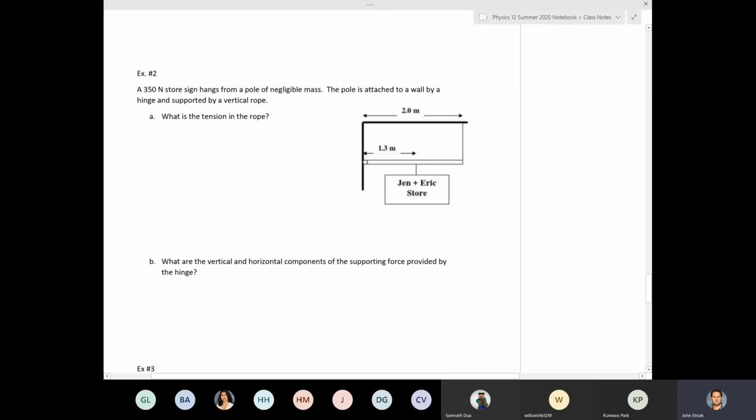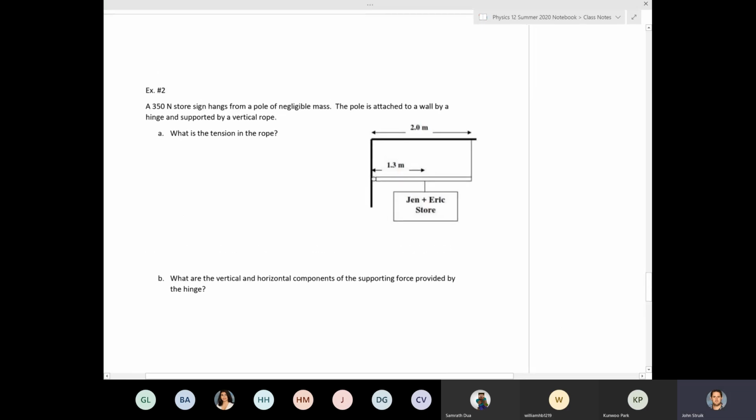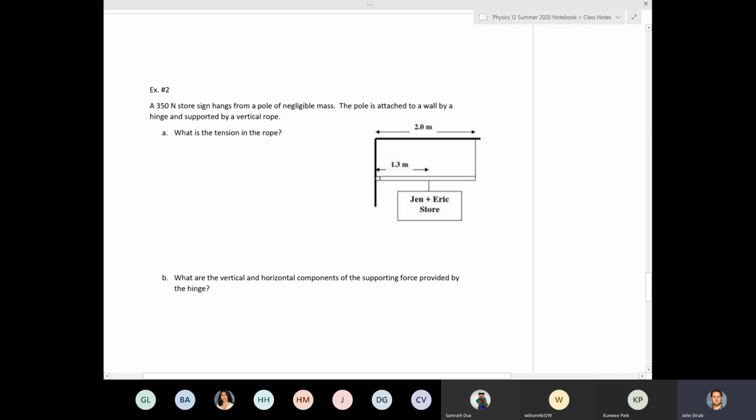Okay, so let's do this one first. A 350 Newton store sign hangs from a pole of negligible mass, which means that the pole has mass, but it's small enough that it won't actually affect any torque. The pole is attached to the wall by a hinge, so that means this is our point of rotation, that hinge, and supported by a vertical rope. What is the tension of the rope?